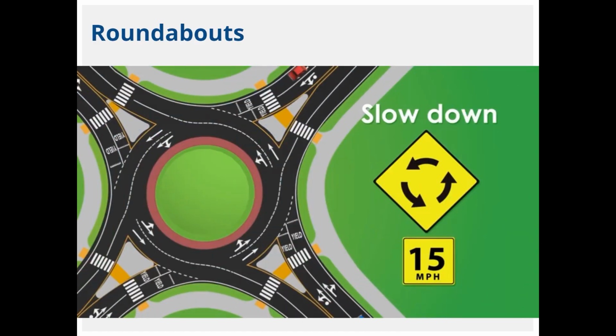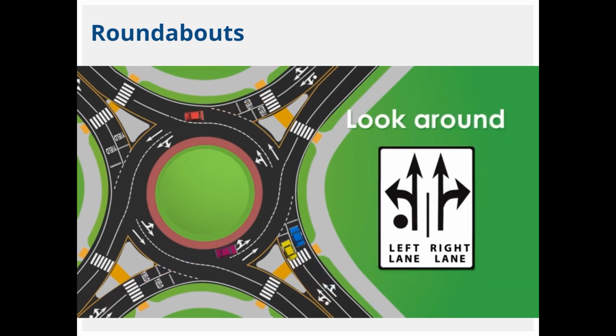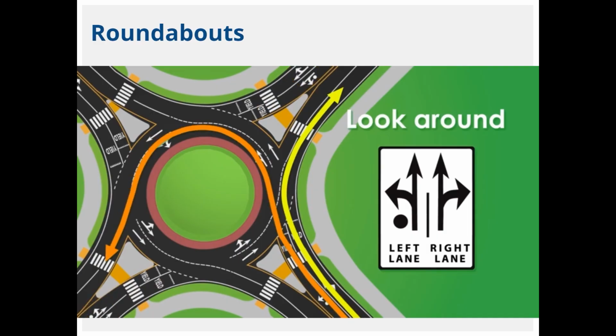When you approach a roundabout, slow down. Going slower gives you more time to make decisions, and you'll be ready to yield to other road users. Next, look around. If there's more than one lane leading to the roundabout, you'll need to choose the proper lane for where you want to go after the roundabout. Take note of the signs and markings to help you select your lane. Like most other intersections, use the left lane to go left, the right lane to go right, and either lane to go straight through, unless otherwise indicated.